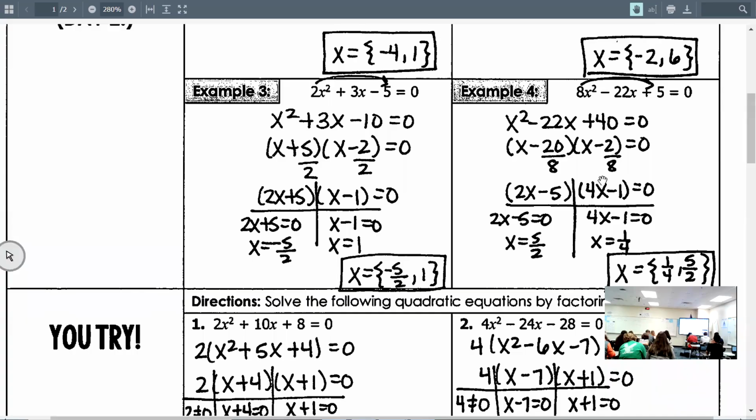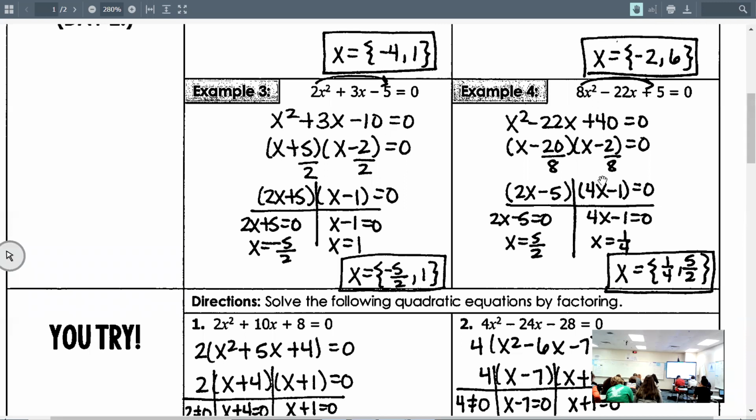All right, so if you got 1/4 and 5/2 as your answer, then you did it correctly. Good job. If you didn't, there's lots of room where you can make mistakes, so just listen closely. First thing, is it set equal to 0? So step 1's already done. Step 2, factor the other side. It's a trinomial. Does it have a GCF? No, not between 8, 22, or 5, right? 5 doesn't divide evenly into the others, so no GCF there.